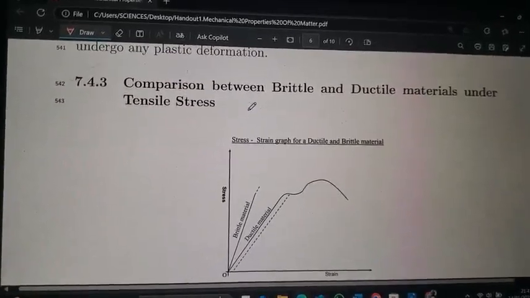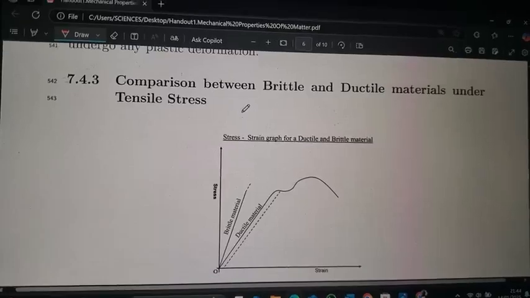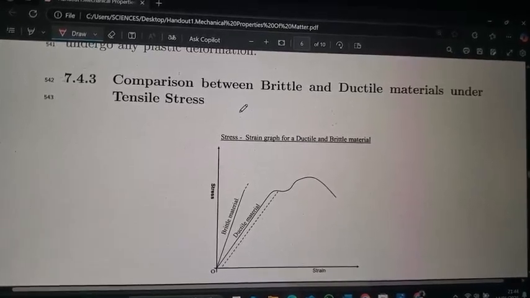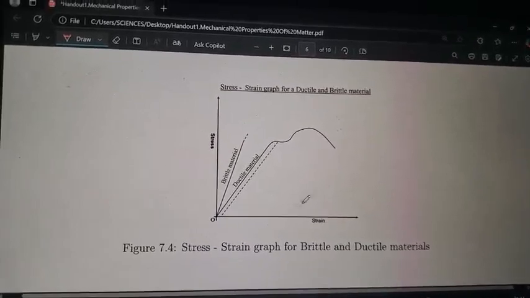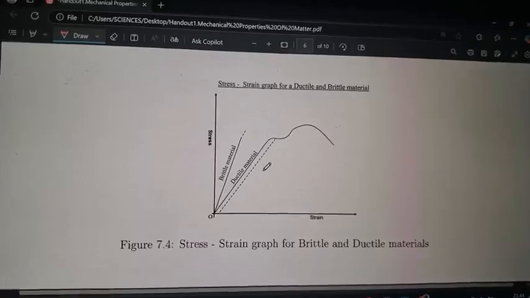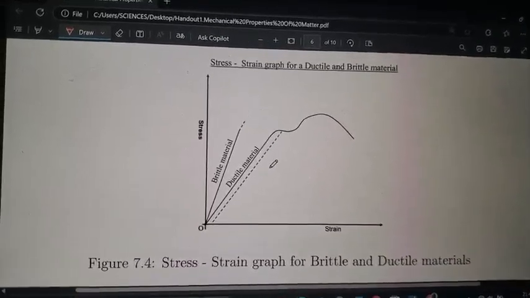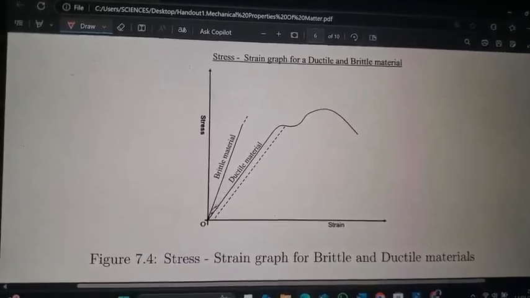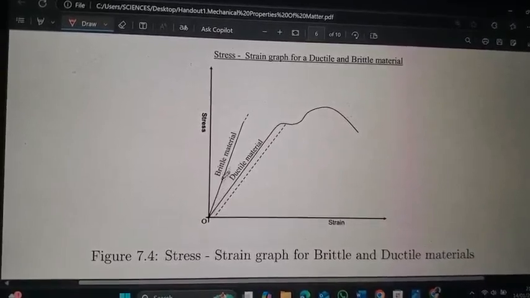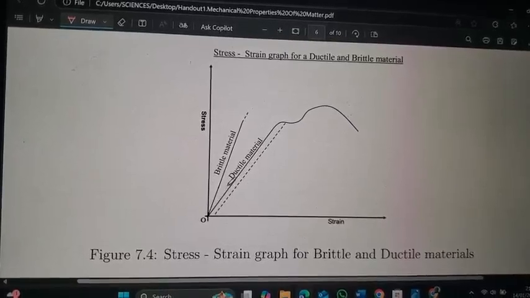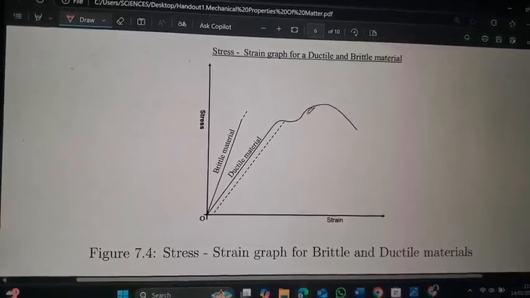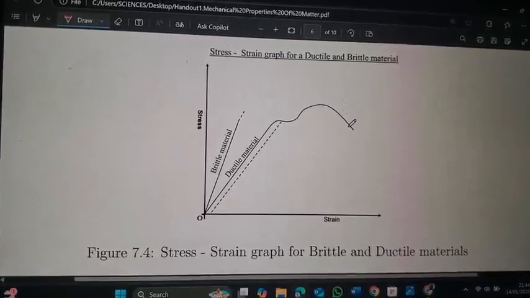Now when you are to bring the two graphs together, the graph of stress against strain for a ductile and a brittle material, sometimes they will ask you to draw on the same axis these two graphs. Then we shall have a graph of this nature that represents the two. For a brittle material, it is going to look like this, the first graph. Then for a ductile material, it's going to look like the other graph I explained before.